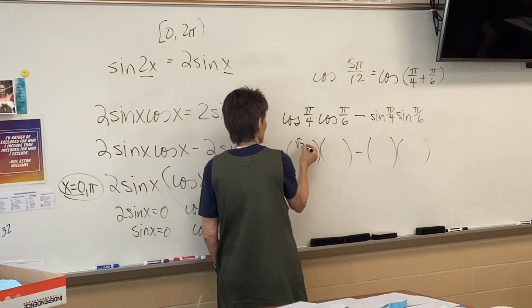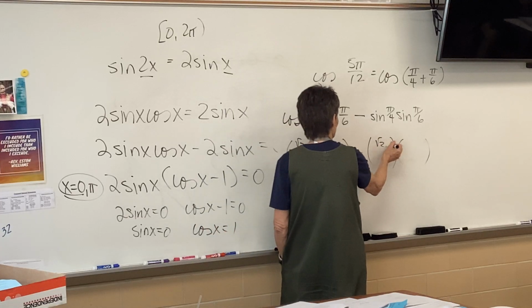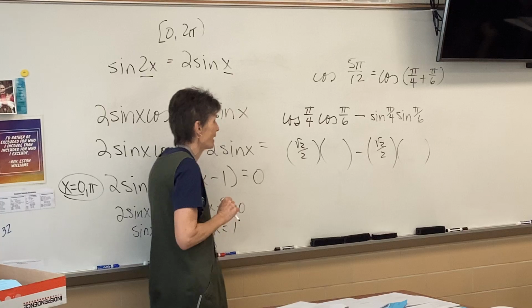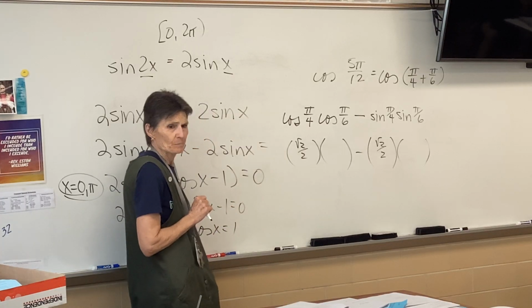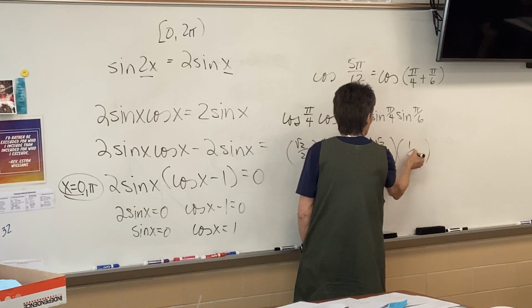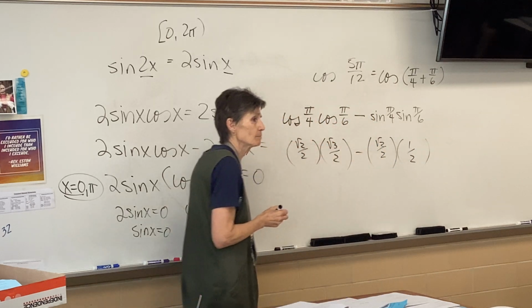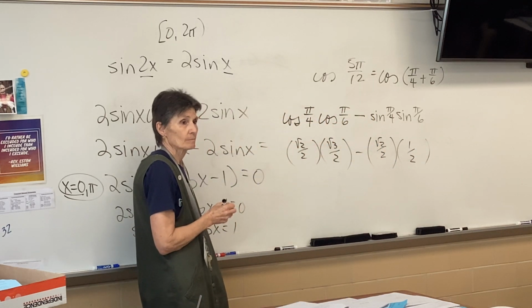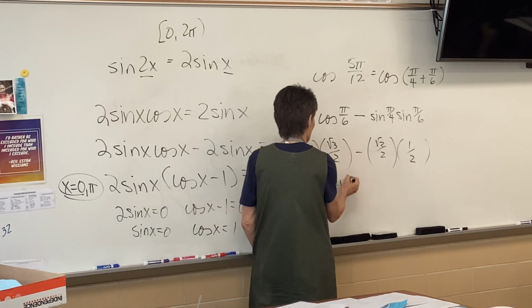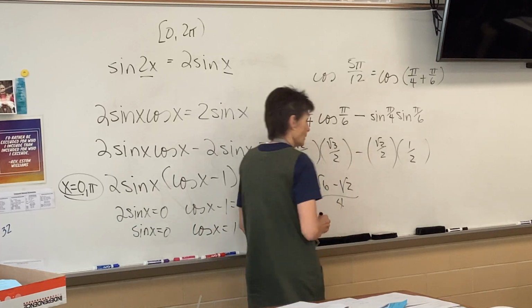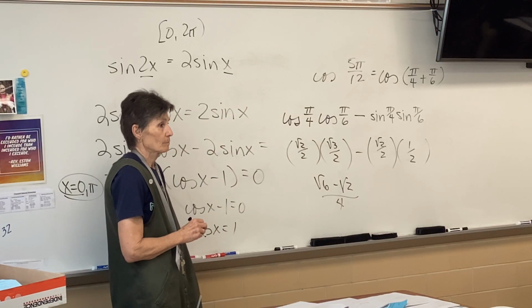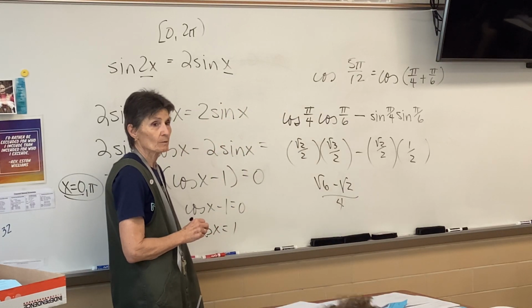The pi over 4s are root 2 over 2. What's the cosine of pi over 6? Root 3 over 2. And 1/2. And we end up with root 6 minus root 2 over 4. Everybody okay with that?